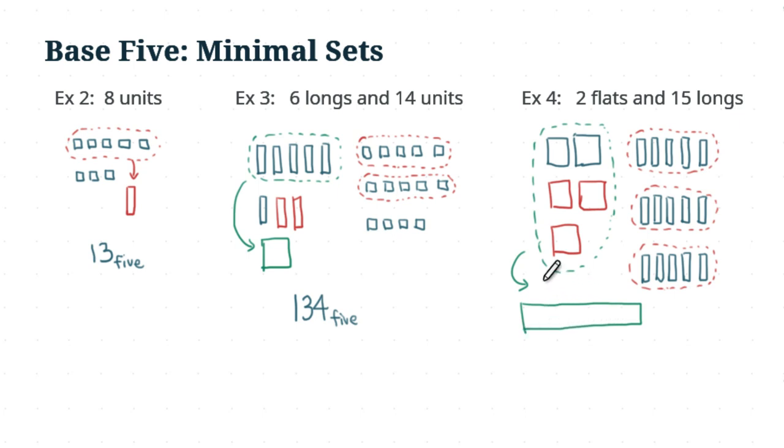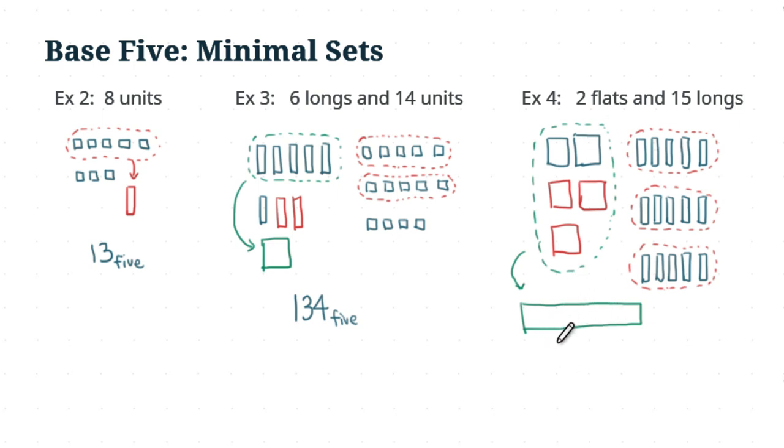I think the arrow is at the wrong spot, right? So let me redraw that arrow. Yeah, so we have 1 long flat. How many blocks do we use to represent 2 flats and 15 longs? We actually only use 1 block, so this is a minimal set. You cannot use 0, right? You cannot use fewer than 1 piece or 1 block to represent that. So this is the minimal set.